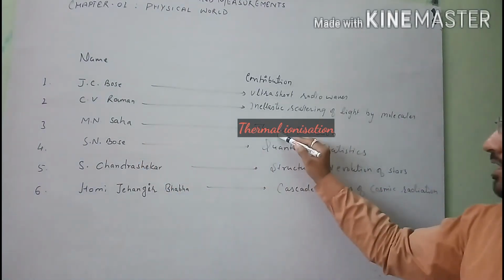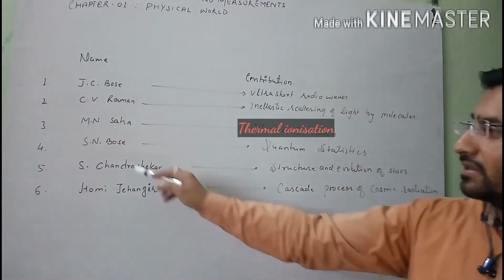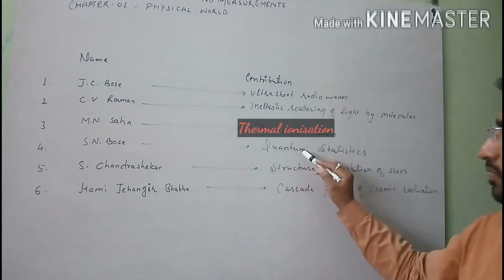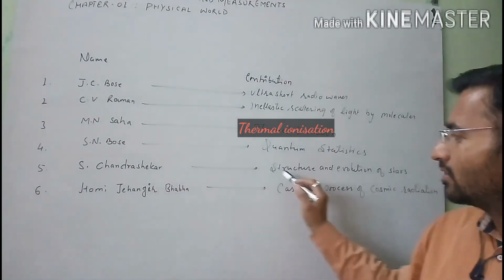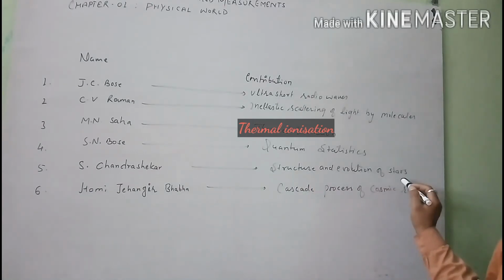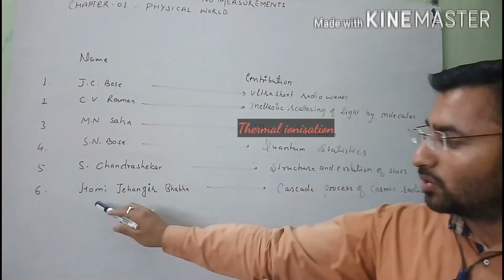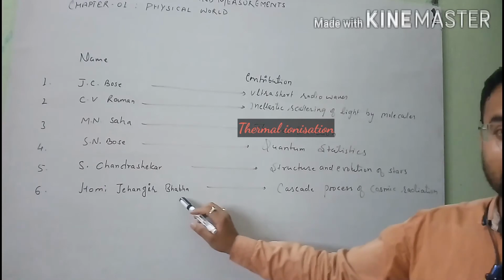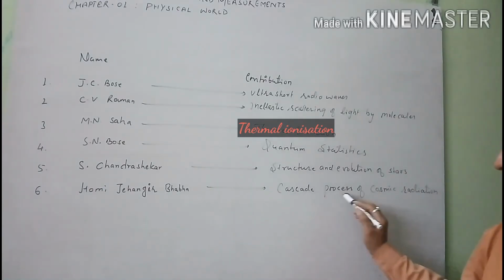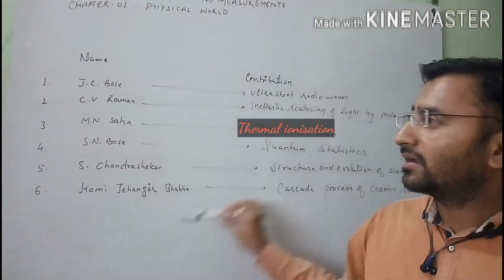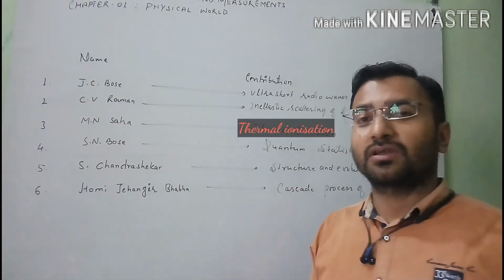Saha, thermal ionization, then S.N. Bose for quantum statistics, then S. Chandrasekhar for structure and evolution of stars, and next Homi Jehangir Bhabha, of Bhabha Atomic Research Centre fame, for the cascade process of cosmic radiation. So these are our Indian contributions in physics.